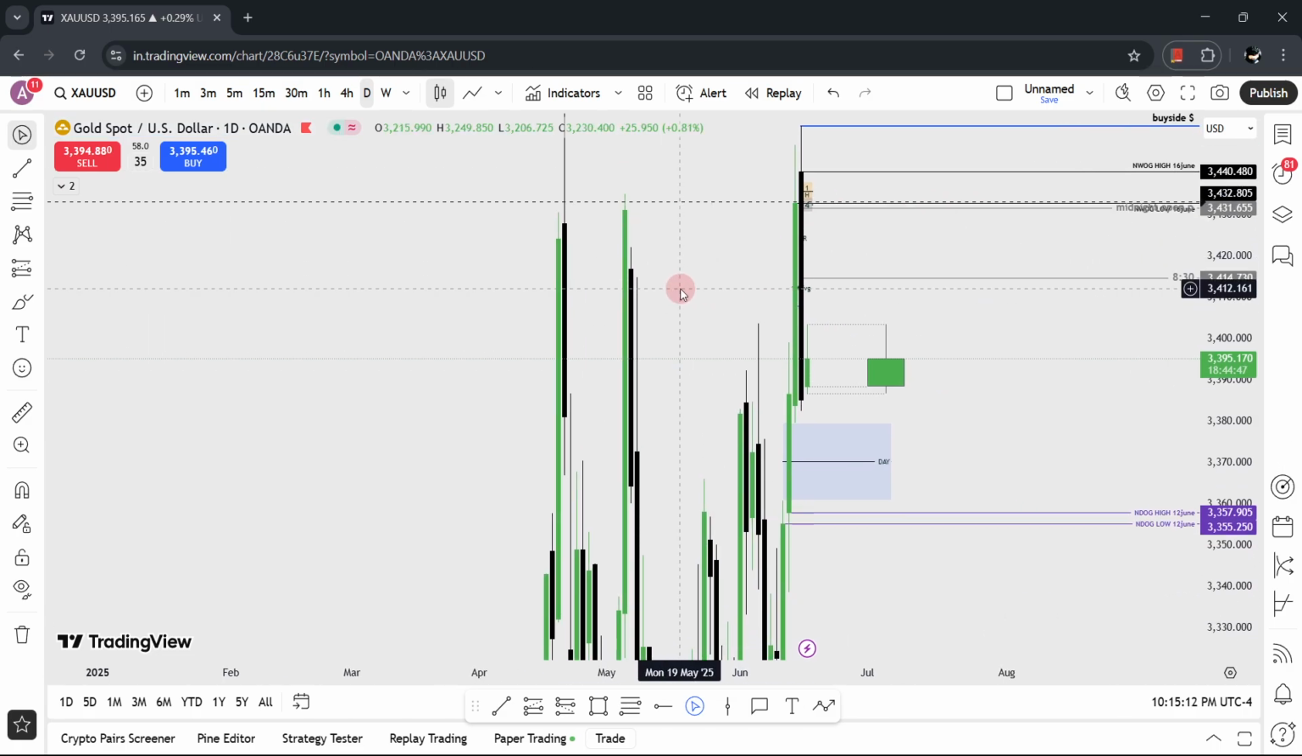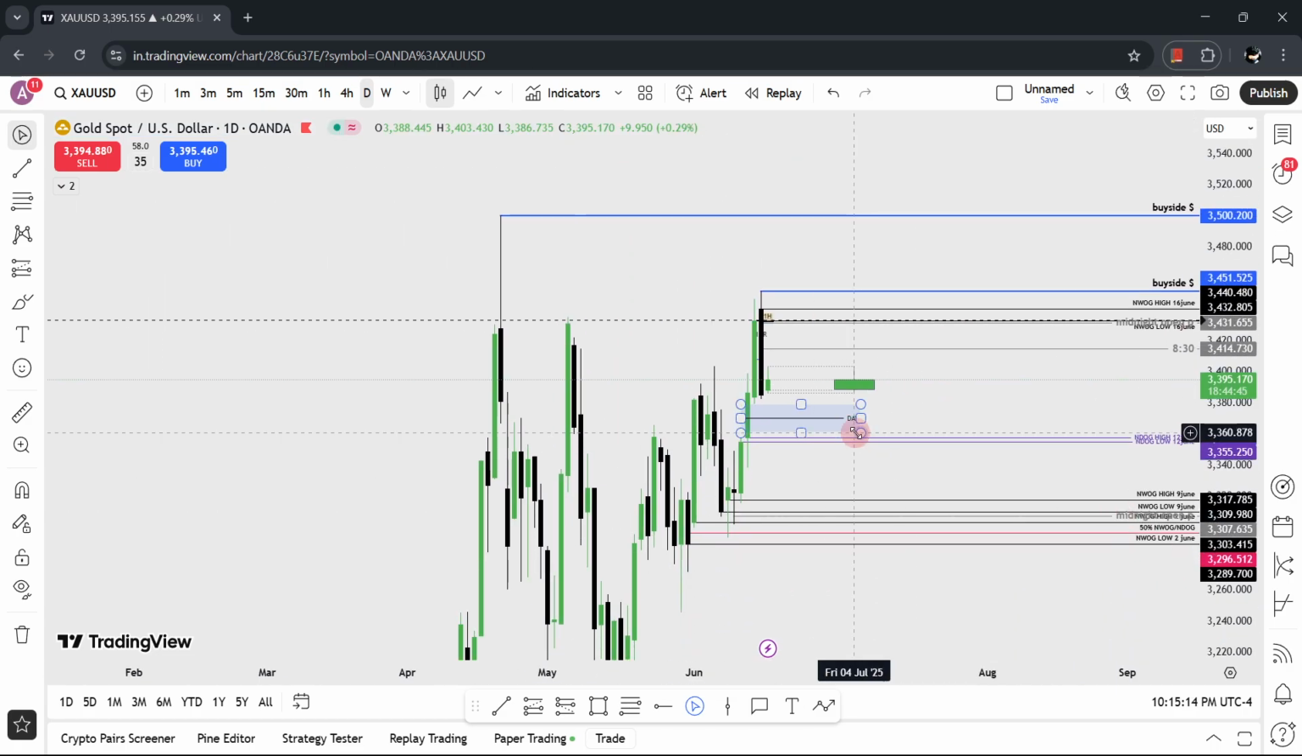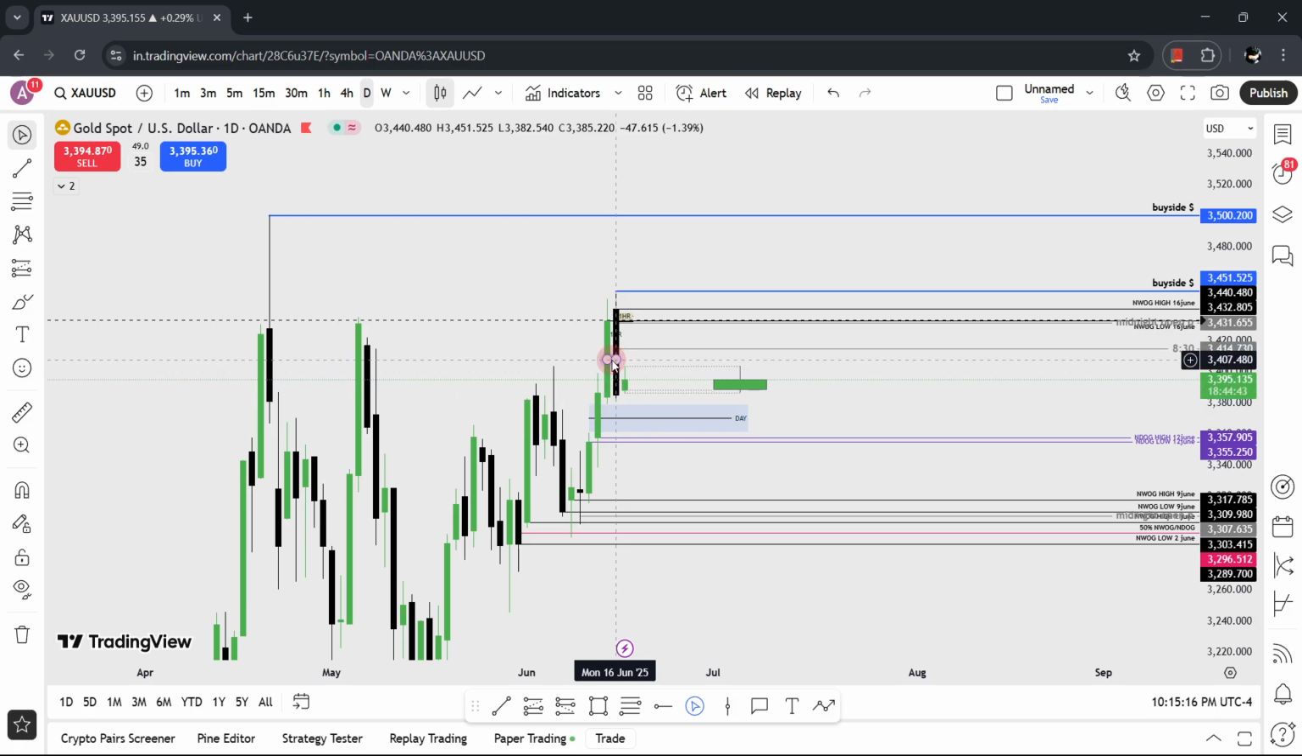Okay, so in this video we'll be discussing what happened and the trade opportunities for 16th June 2025, Monday. That is this black full candle.